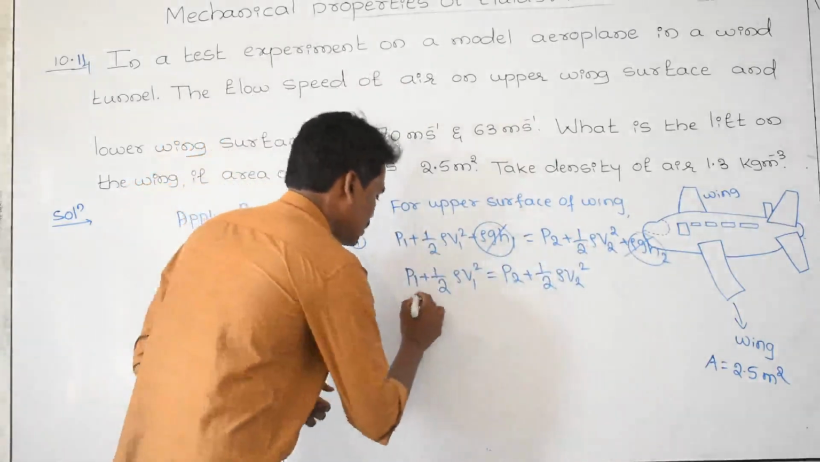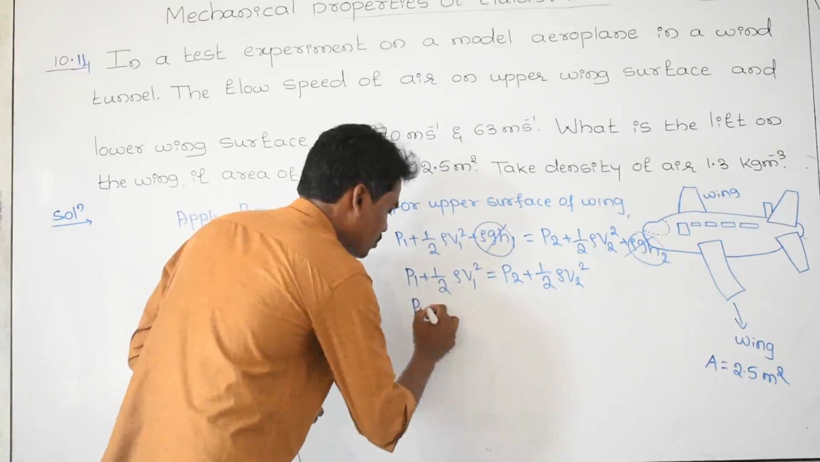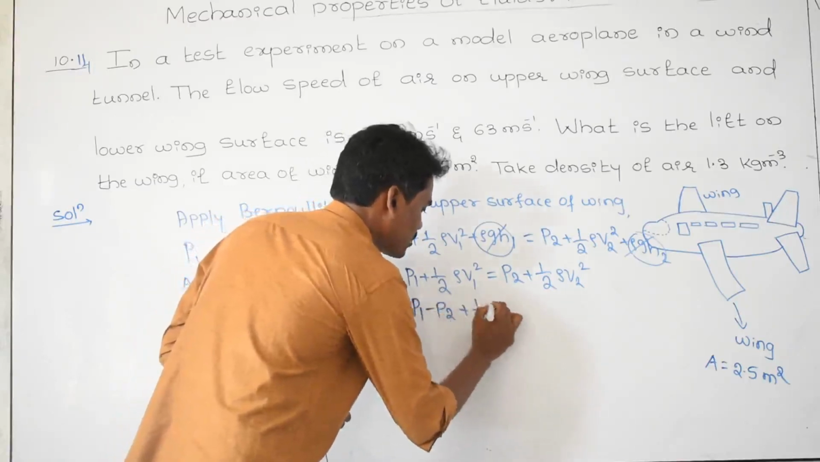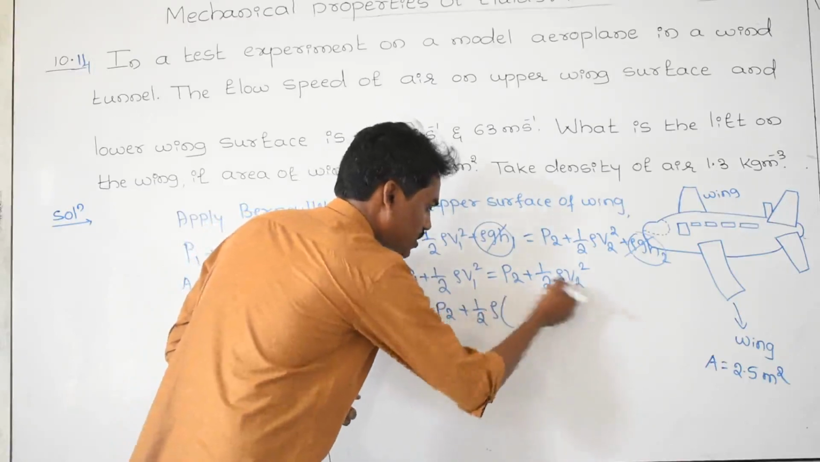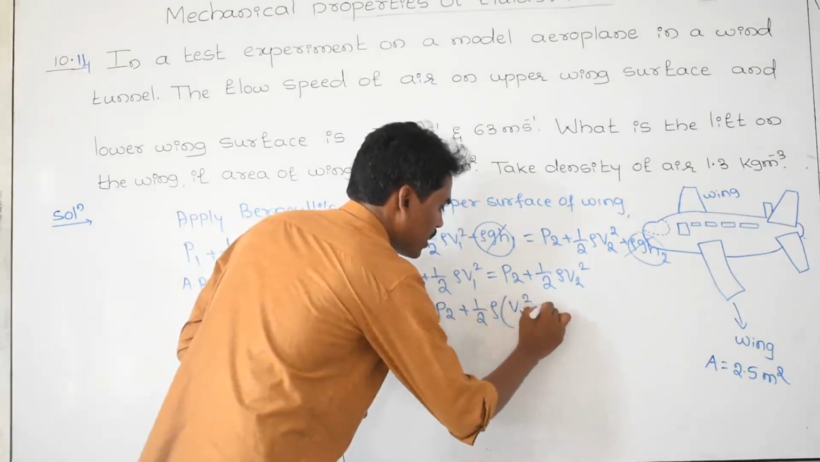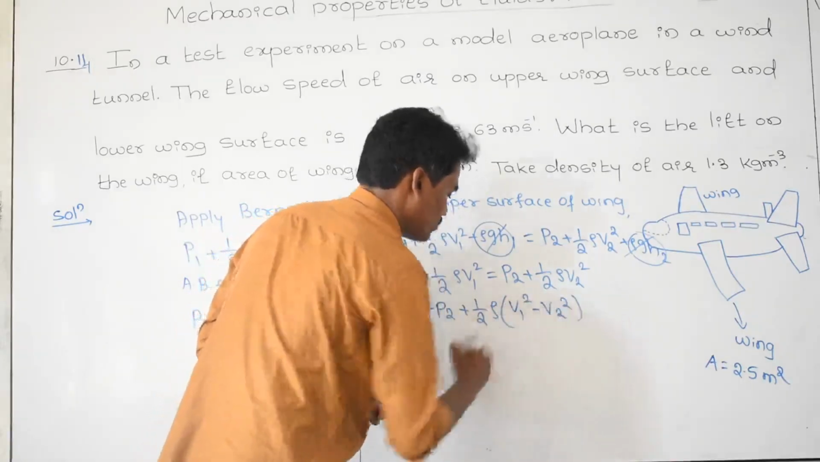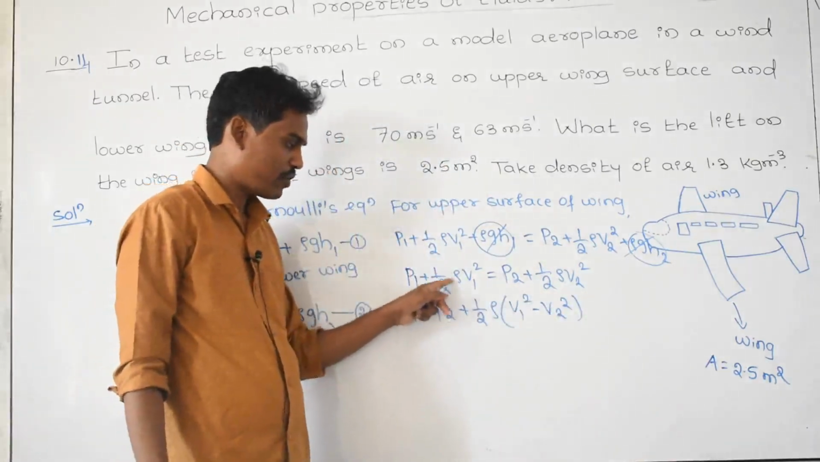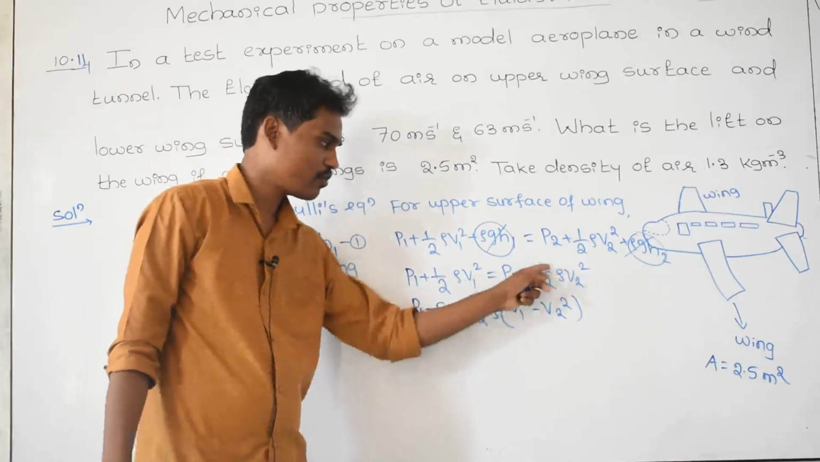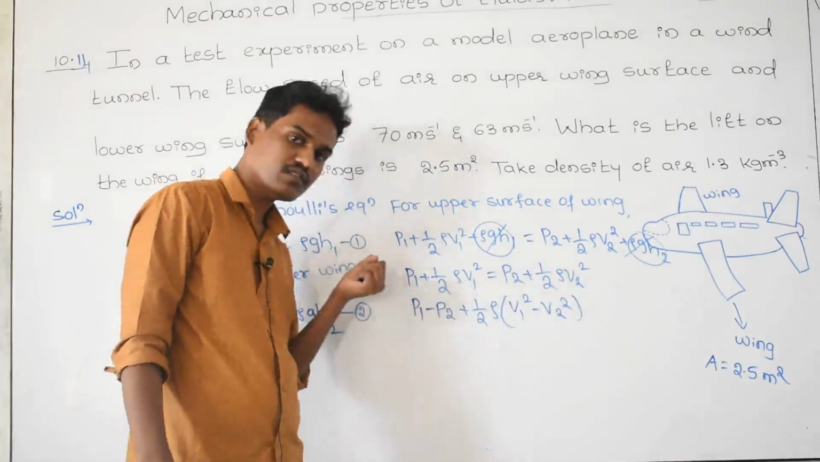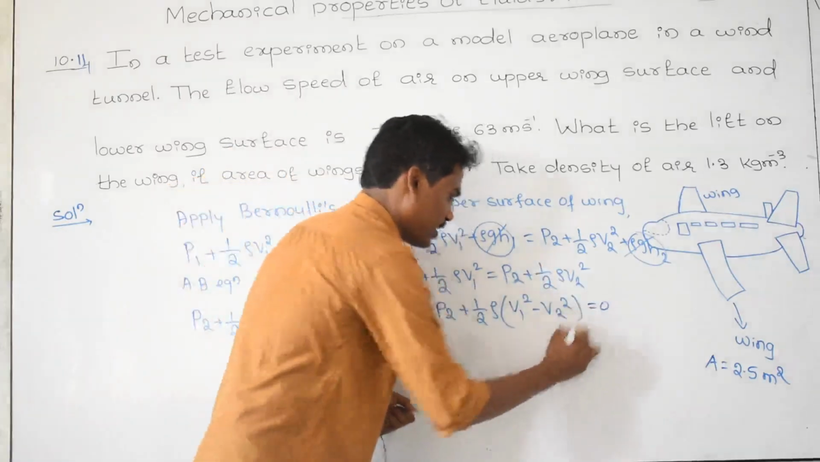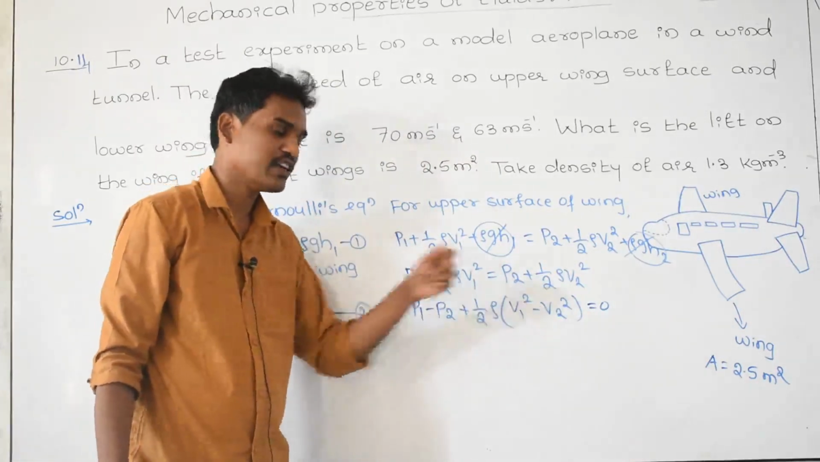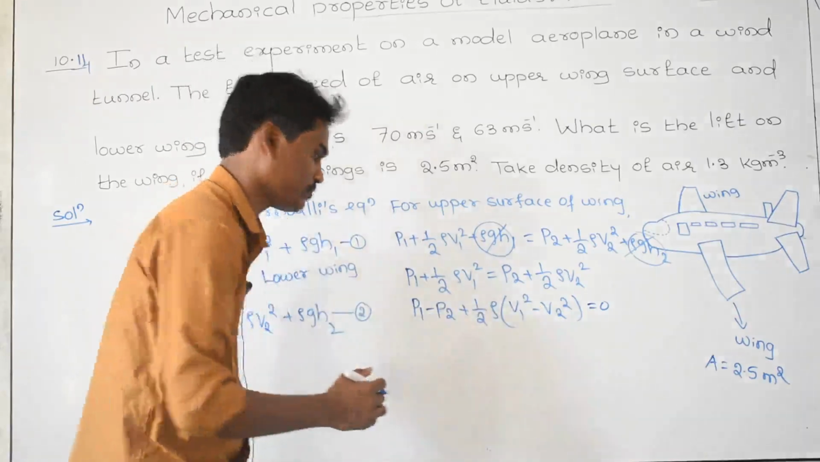And here P1 as it is, take P2 this side, and plus 1 by 2 rho as it is, take this one this side, V1 square minus V2 square. P1 as it is, take P2 this side, it is minus, 1 by 2 rho V1 square, and take 1 by 2 rho V2 square on this side. That is 1 by 2, rho is common, then V1 square minus V2 square.